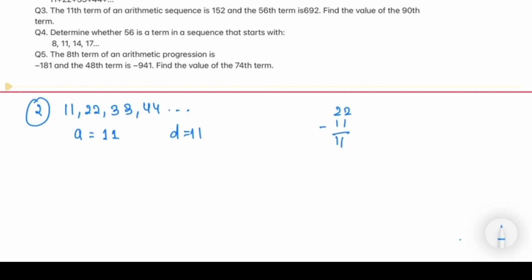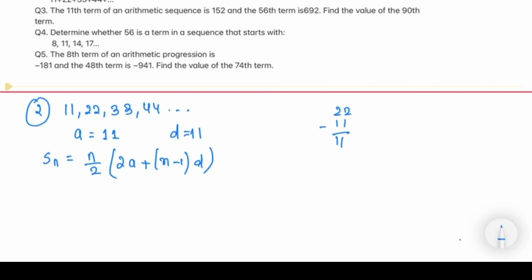Now we have two pieces of information, A and D, from the question. Find the sum of the first 44 terms of the series. Which formula will you use? The sum formula. The formula was the second one, Sn equals n over 2 times (2a plus (n minus 1)d). So this is the formula that you will be using.